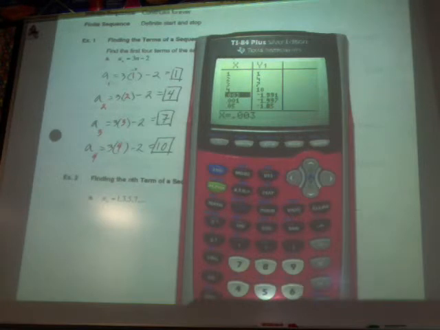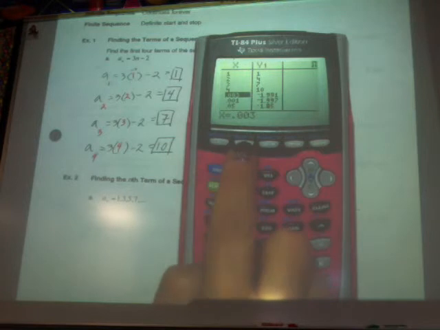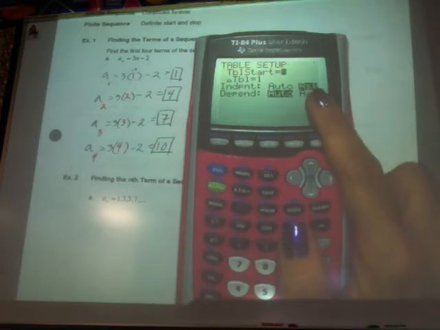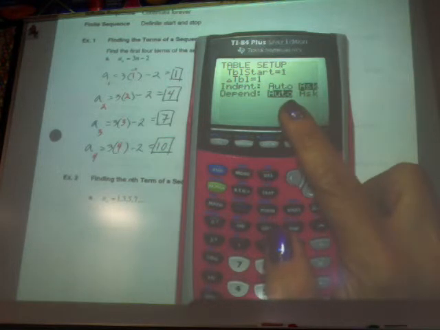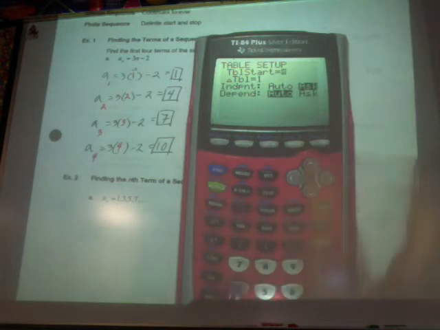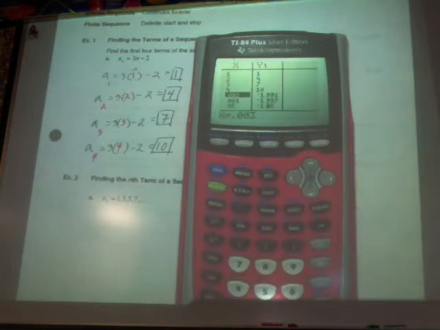Now, if you're not able to input it, go to your table set, which would be second window, and your independent needs to show ask. Your dependent needs to show auto. And then ask allows you to put it in there. Okay, so that's just a quick check for you.